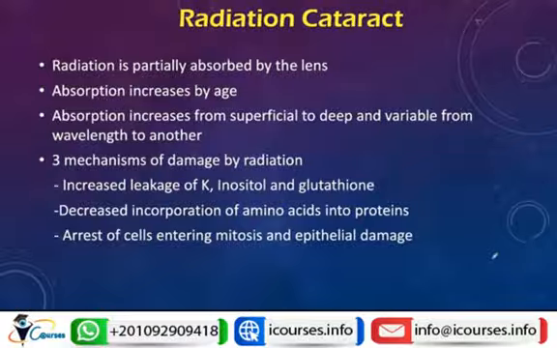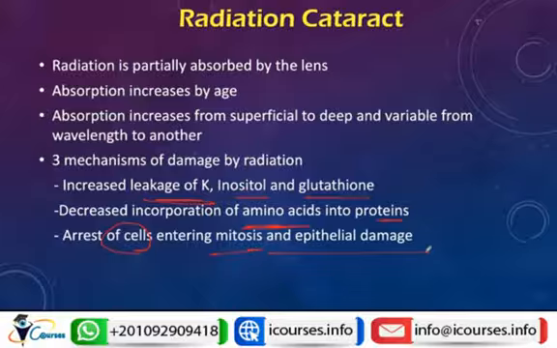Radiation also can cause cataract because the radiation can be absorbed by the lens. There are three mechanisms by which radiation can cause cataract: it causes leakage of potassium, inositol, and glutathione; it causes decreased incorporation of amino acids into the proteins, and arrest of cells entering mitosis; and epithelial damage, as with any radiation exposure to the body.